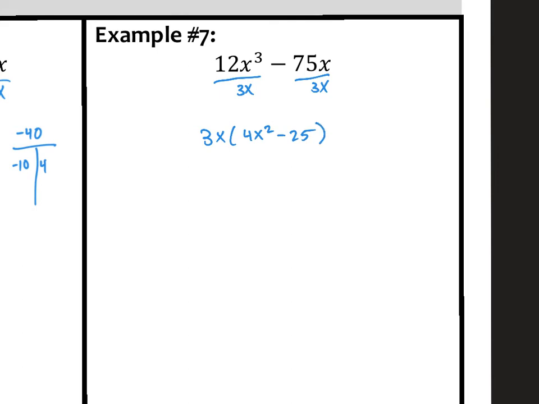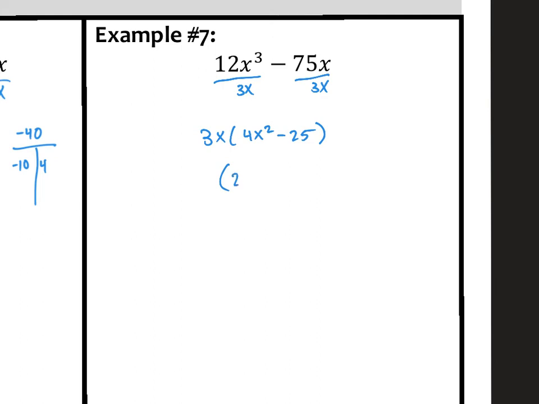Now I have a binomial inside the parentheses. 4 is a perfect square. 25 is a perfect square. There's subtraction in between. The alarm should be going off, okay? I should recognize that this is a difference of squares.